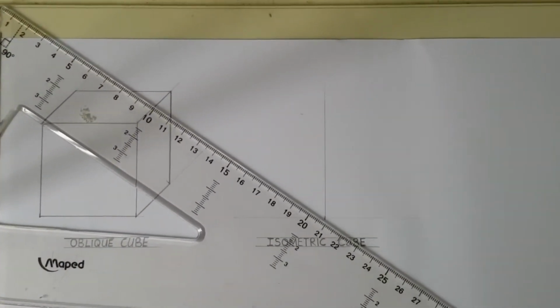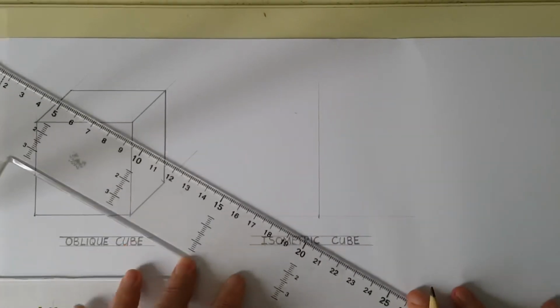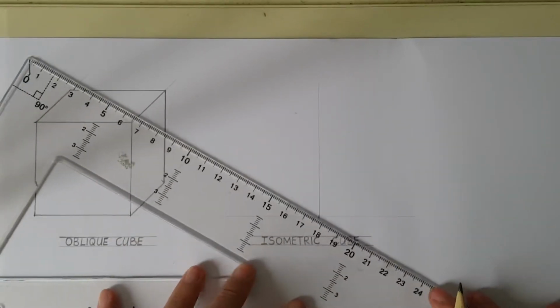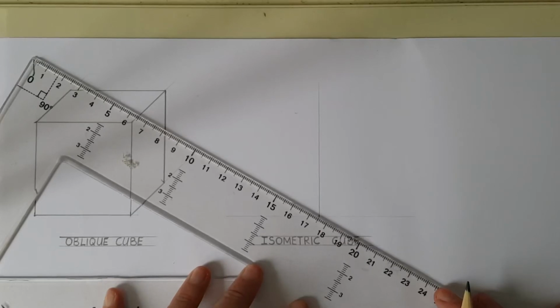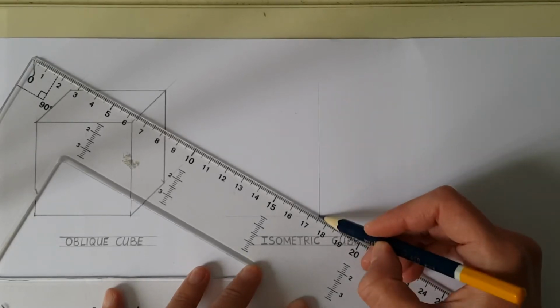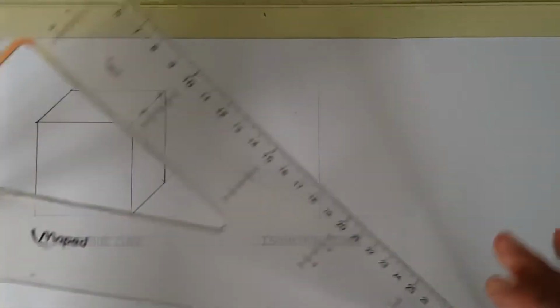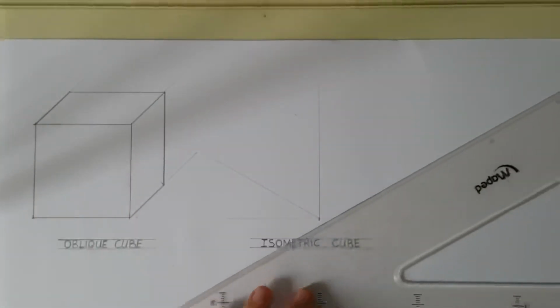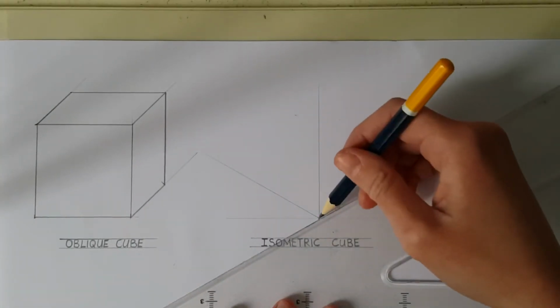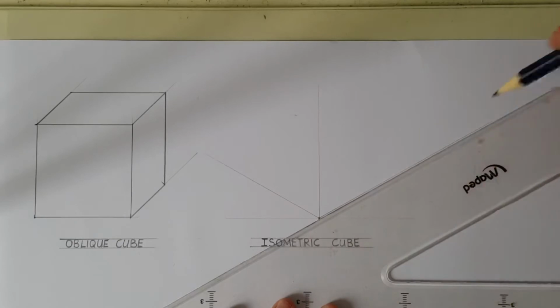Now let's continue by drawing the baseline of the two sides that are going to be facing us. So once again, rest your set square on top of your T-square and then project your line. Once again, do the same on the other side.